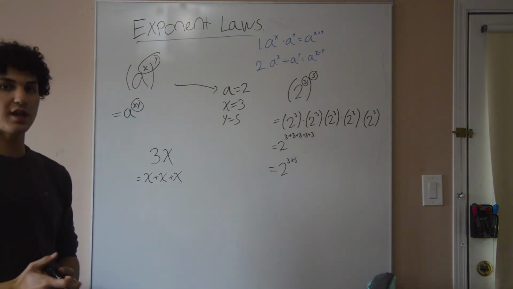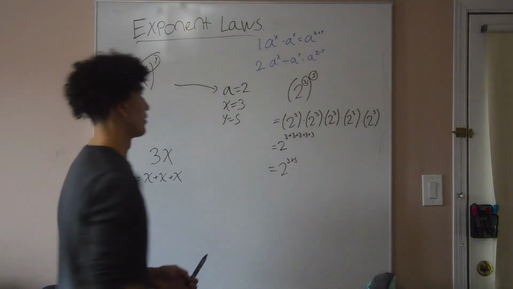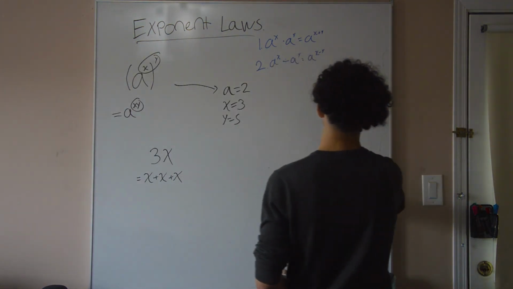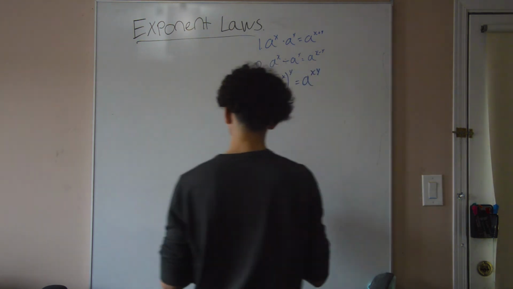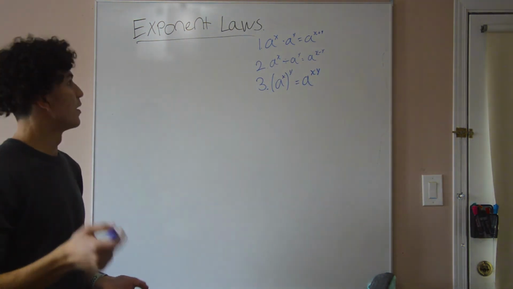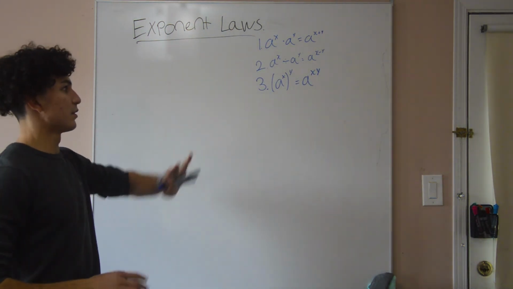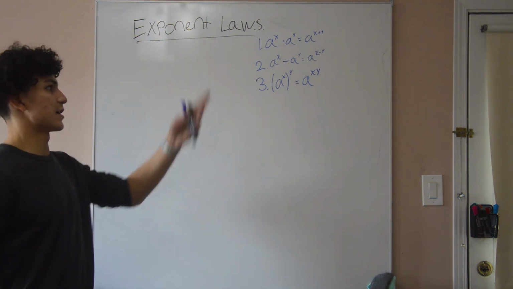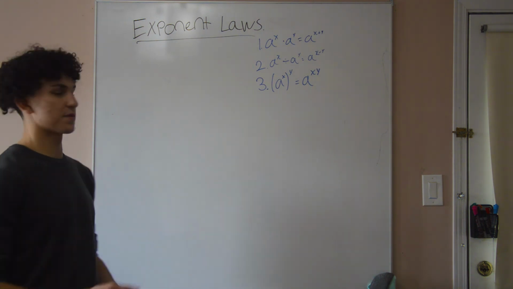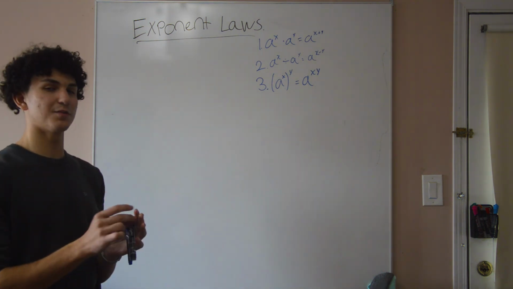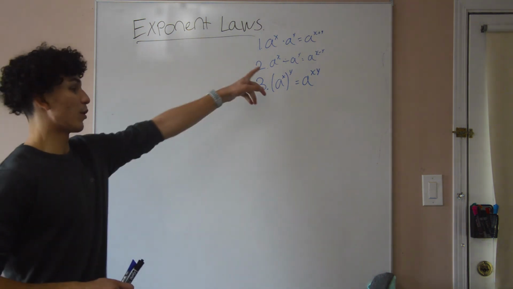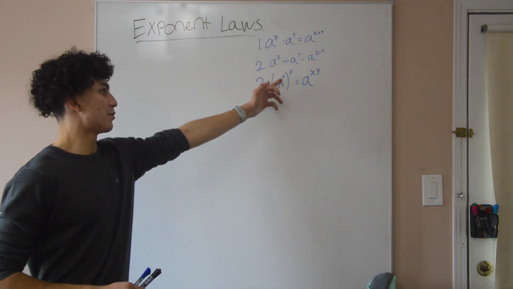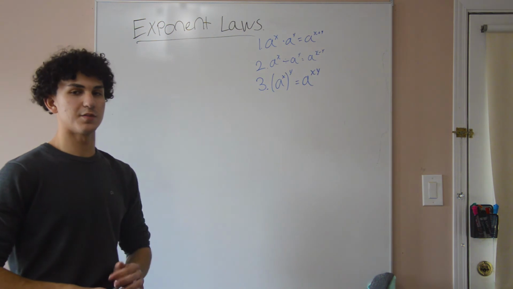So that's really it for exponents. Those are the 3 exponent laws, just like that. And I'm just going to write the third one now. Just like that. So these are the 3 exponent laws. A to the x times a to the y is a to the x plus y. Same base, when we multiply, we add the exponents. When we divide the same base, we subtract the exponents. And when it's an exponent to an exponent, we multiply the exponents.